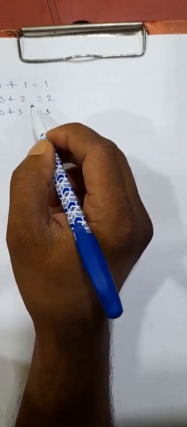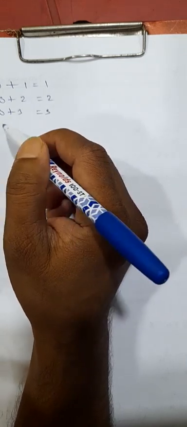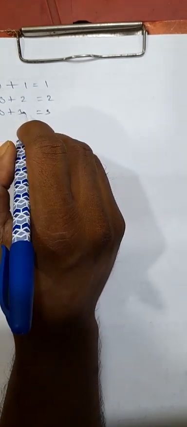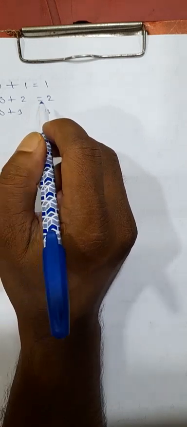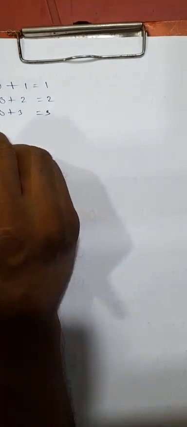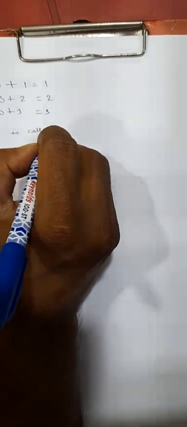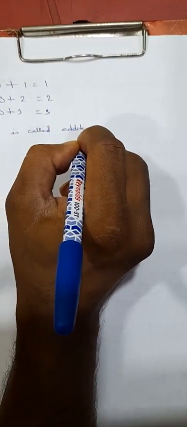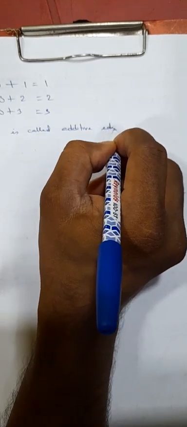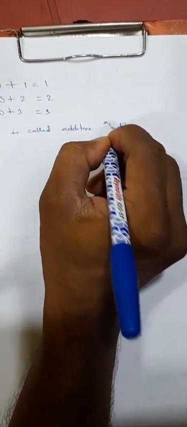That means addition of 0 will not change the identity of the whole number. The whole number will remain itself. So 0 is called the additive identity element.